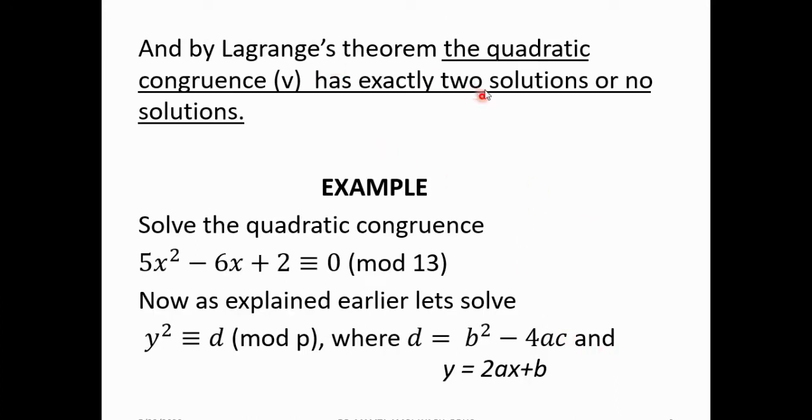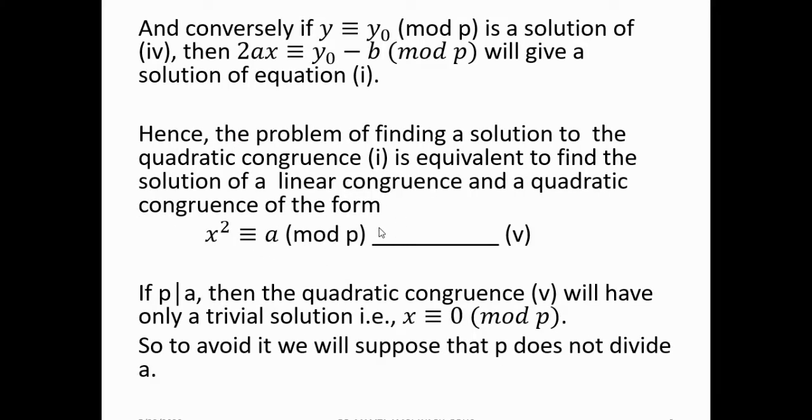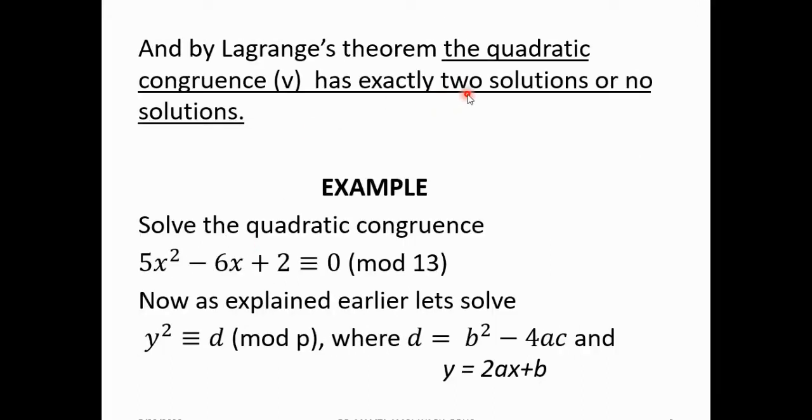And by Lagrange's theorem we have already seen, the quadratic congruence 5 has exactly two solutions or no solution, because this is a congruence of order 2. So by Lagrange's theorem, either it has two solutions or no solution.